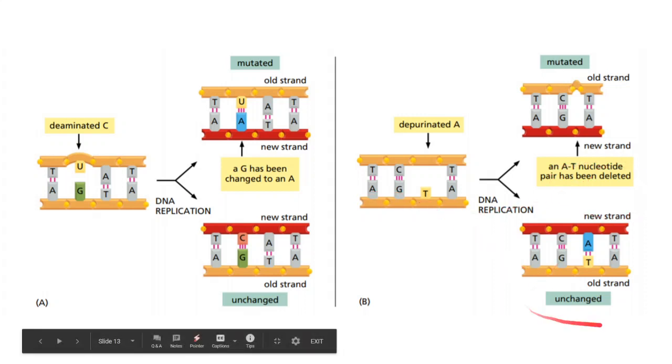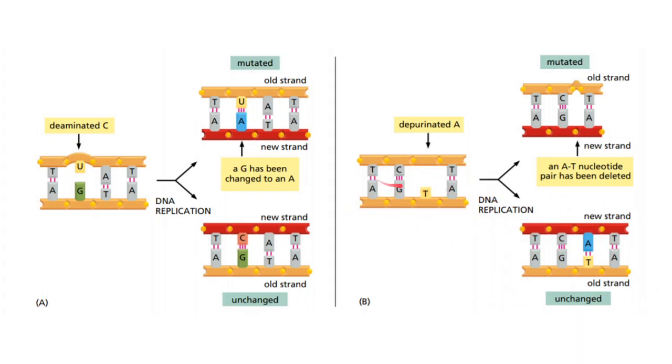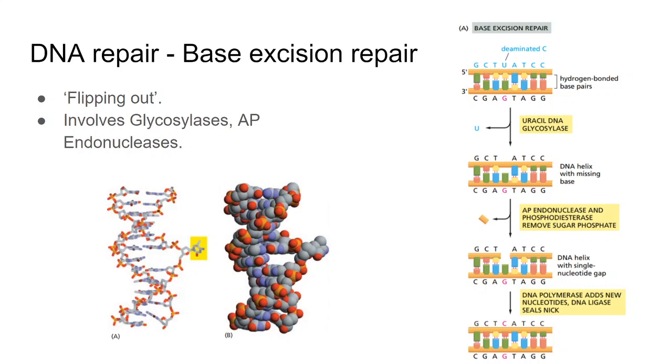And on the other strand, it will be unchanged because one strand is still undamaged. The other strand, because of semi-conservative replication, will lead to some sort of a mutation. In the case of deamination, it leads to guanine changing to an adenine. In the case of depurination, it can lead to complete deletion of that base pair. How these mutations are bad and other specific kinds of mutation, I'll talk about in a more advanced lecture. Right now, we'll just keep it to the basics.